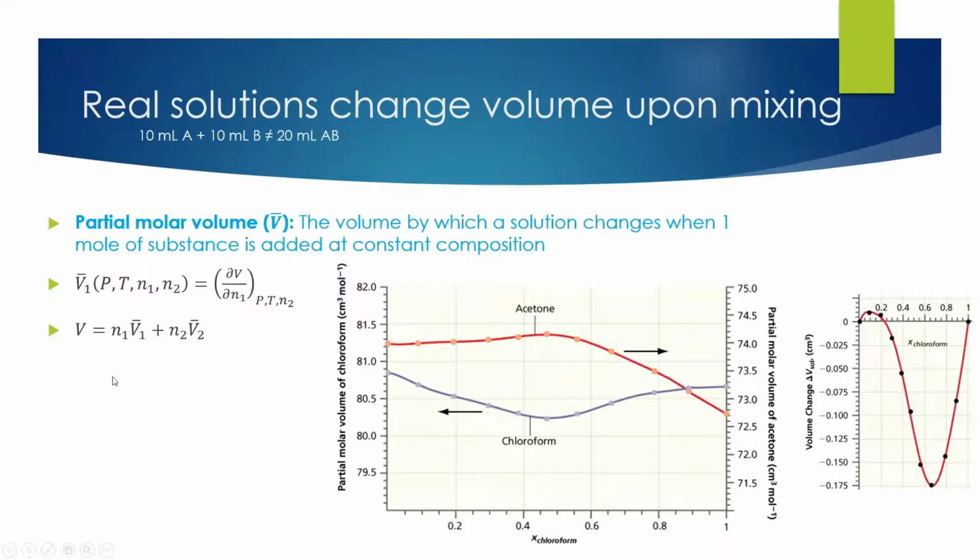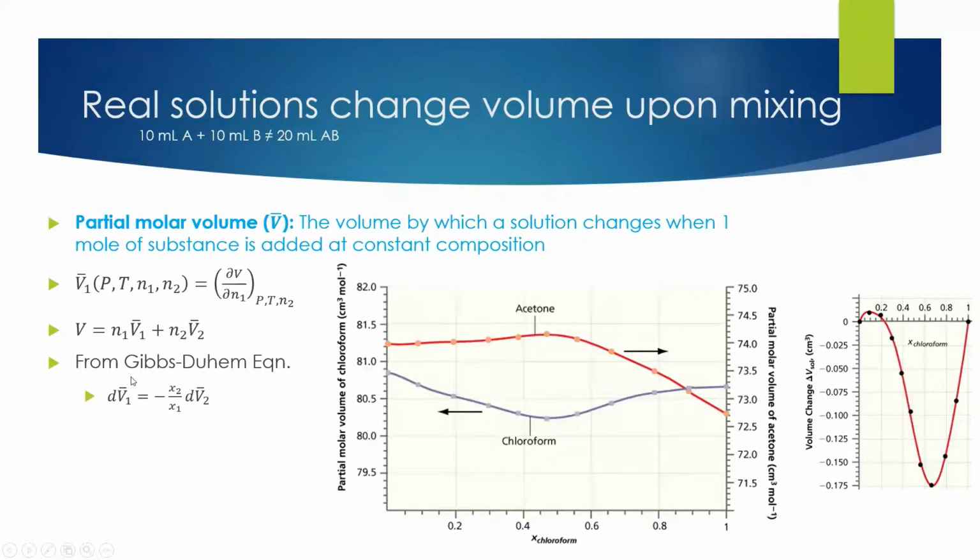The total volume is then simply the number of moles of substance 1 times the partial molar volume of substance 1 and the number of moles of substance 2 times the partial molar volume of substance 2. And we can see a relationship here that when acetone goes up, chloroform goes down, and when chloroform goes up, acetone goes down. This can be derived from the Gibbs-Duhem equation that we saw before in an analogous way.